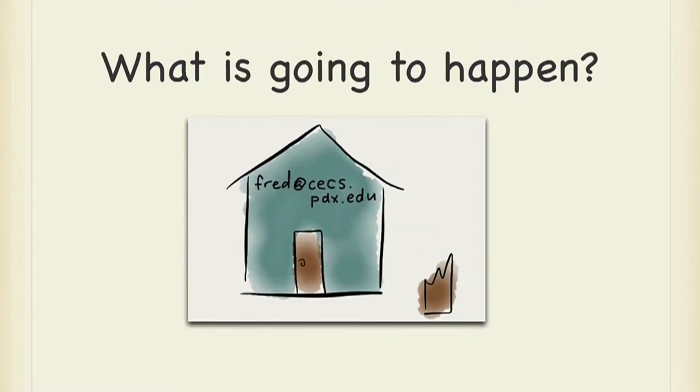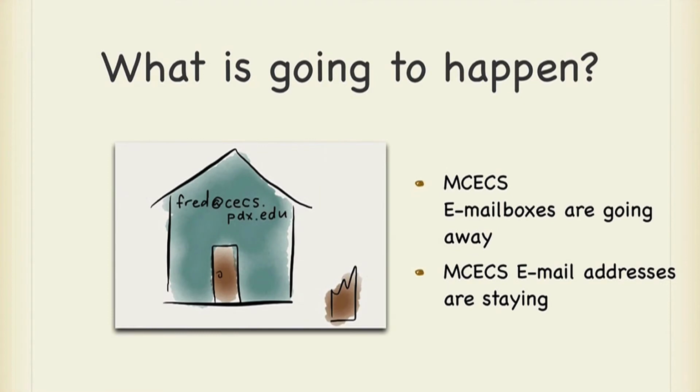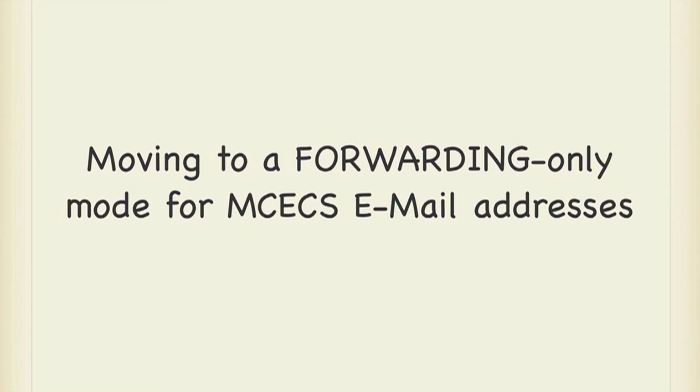So let's take a look at what's about to happen. Basically, we are getting rid of MCECS email boxes. That's the place where the mail gets stored. On the other hand, the MCECS email addresses are staying. There's no easy way to get rid of those because they're in heavy use. And if we got rid of those, mail would start bouncing. So we are moving to a forwarding-only mode for MCECS email addresses.